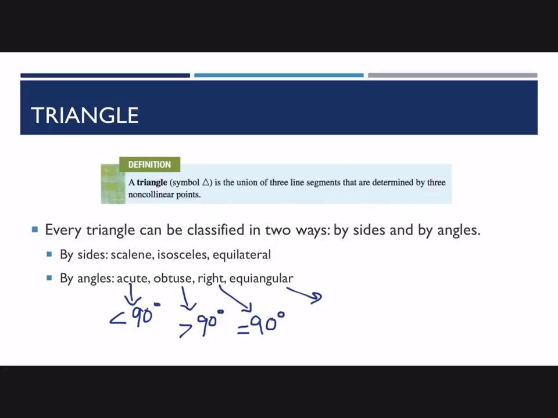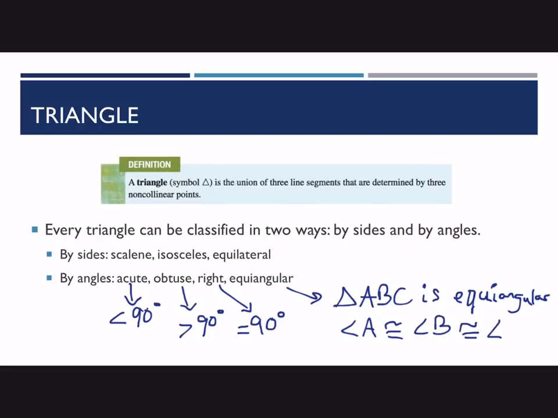Now notice here we can figure out the measures of those three equal angles, but in the definition of equiangular, the only thing we're saying is that all three angles are congruent. So for example, if triangle ABC is equiangular, then don't jump right to assuming the measure of each angle. All we can say at this point is that angle A is congruent to angle B, and that's congruent to angle C.